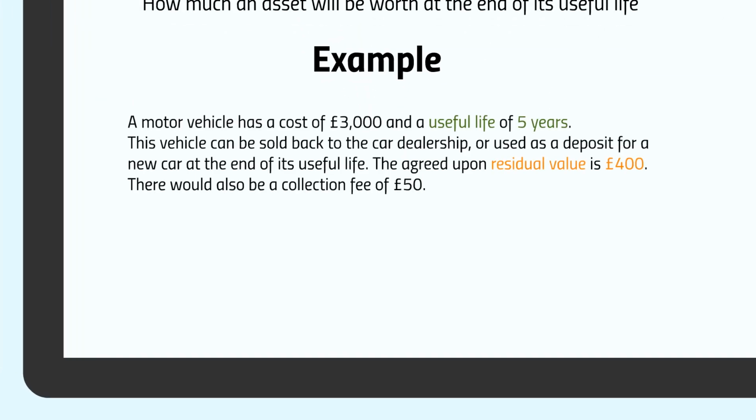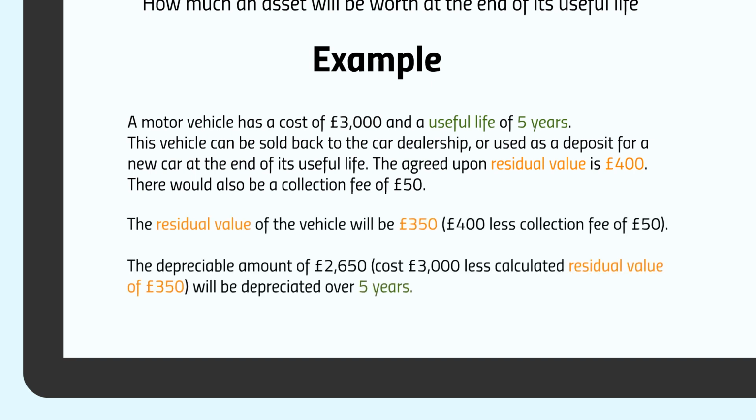So we have a motor vehicle that has a cost of £3,000 and a useful life of 5 years. So they expect to use it for 5 years. This vehicle can be sold back to the car dealership or used as a deposit for a new car at the end of its useful life, so after 5 years. The agreed upon residual value is £400. There would also be a collection fee of £50. So let's look at what we do here. So the residual value of the vehicle will be £350.